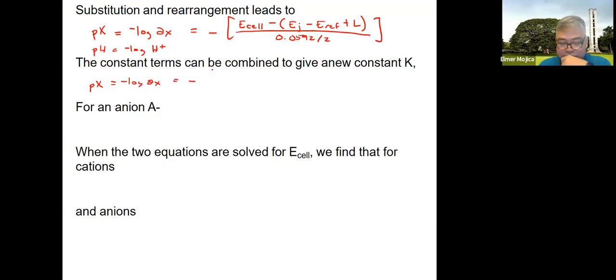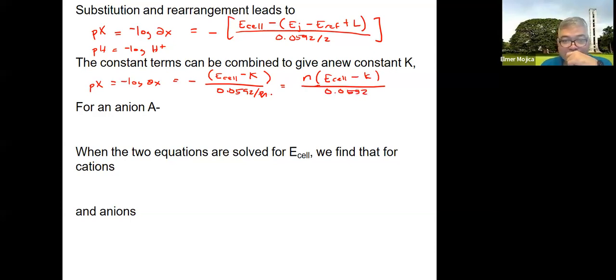So we can have E cell minus K over 0.0592. So this is still what we call the Nernst equation. Or we have N times (E cell minus K) over 0.0592. We just brought this up. So if you have an anion A, then pA equals (E cell minus K) over 0.0592 divided by N, or you can put the N on top.